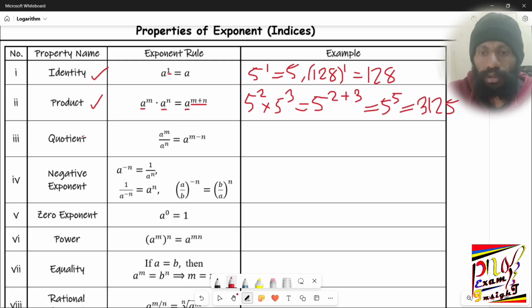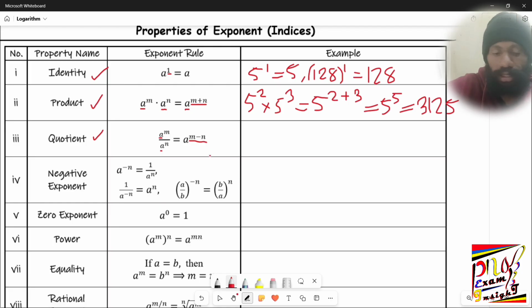Okay, let's move on to our third rule, quotient or division rule. When divided with the same base, here we have same base b, b, they're the same. We subtract the powers. So you look at it, the numerator power m minus denominator power n.